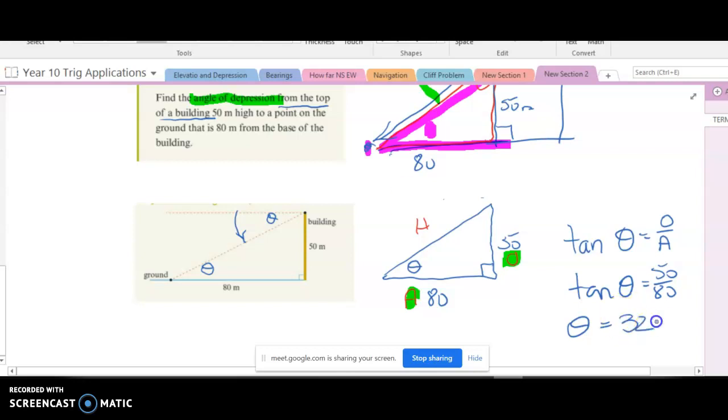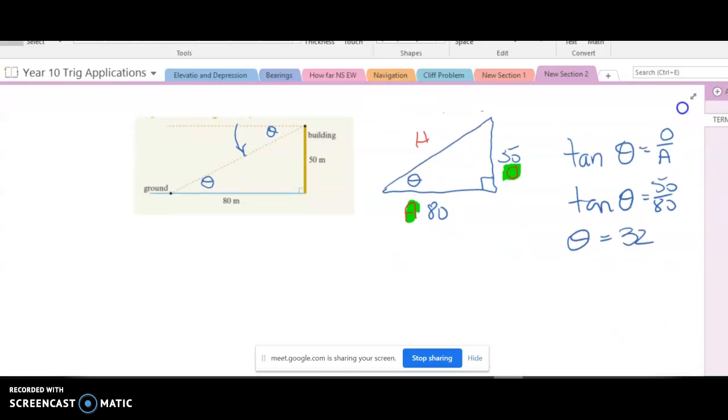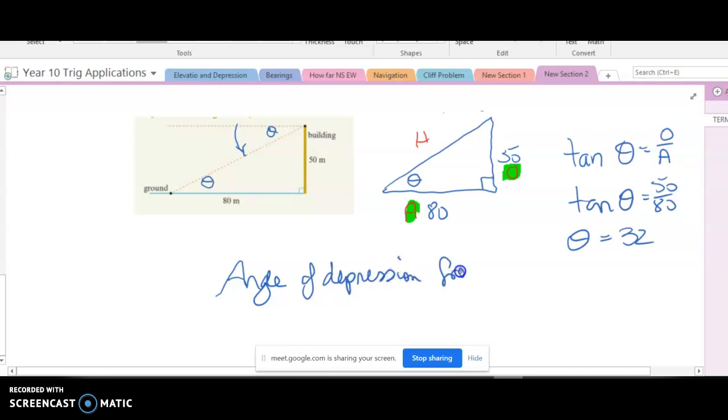But don't forget, they ask you for the angle of depression from the top of the building, which is 32 degrees. Okay, there you go, gentlemen. Thank you very much.